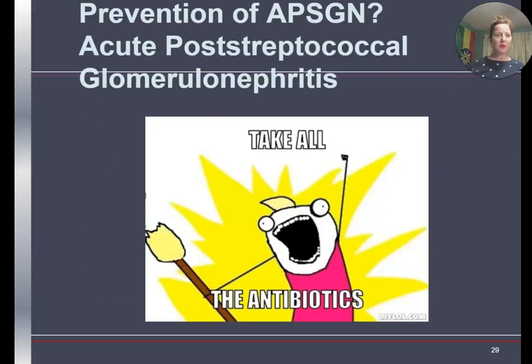Okay, so how do you prevent this acute post-streptococcal glomerulonephritis, APSGN? Take all the antibiotics, because most likely they had the strep throat. It's not a virus, it's a bacteria. So you can take that antibiotic and get rid of it. Just because you start feeling good doesn't mean you stop your antibiotics. Make sure you're teaching your family that.